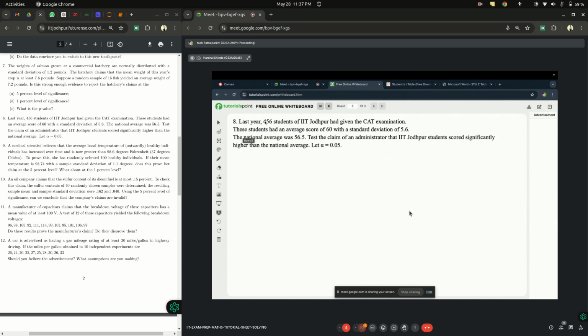So it says last year 456 students. That means N is 456. Yes, N is 456. Students got N. So these students had an average score of... These students means the sample basically. Yes, X bar is 60. And standard deviation, S, is 5.6. Yes, correct. The national average, mu, was 56.5. Yes, that's the claim of an administrator. So national average was, that means our null hypothesis H naught will be mu equal to 56.5.